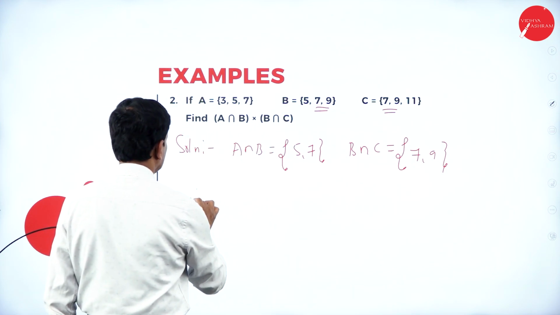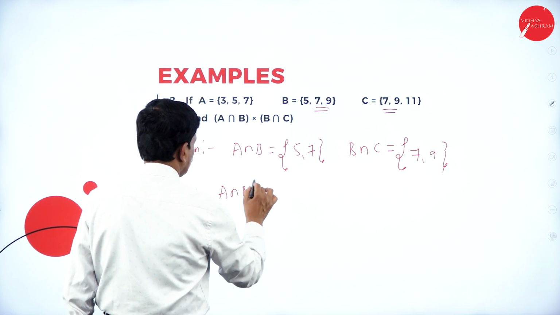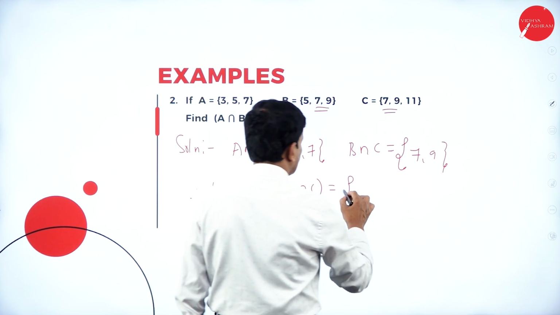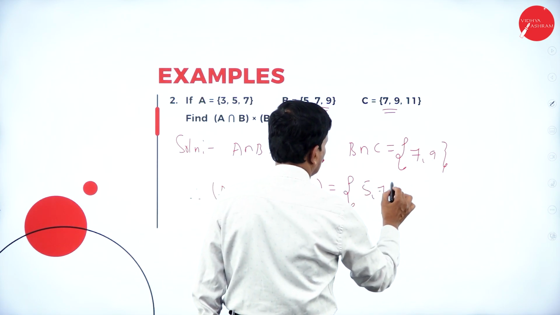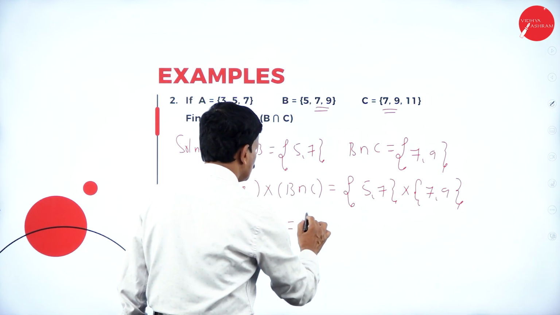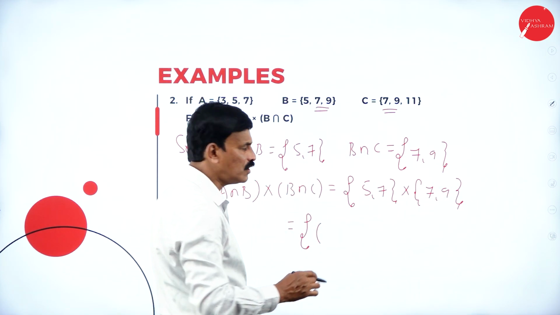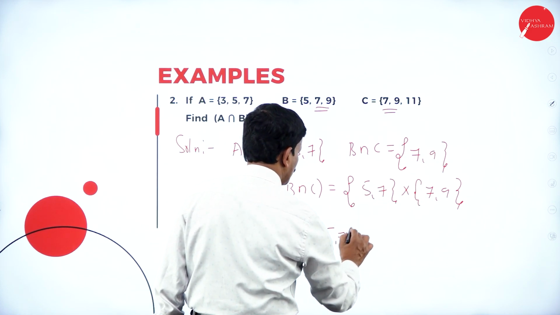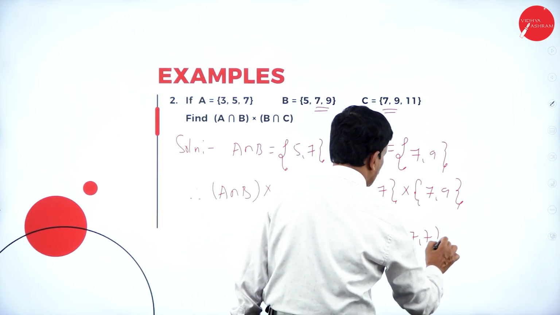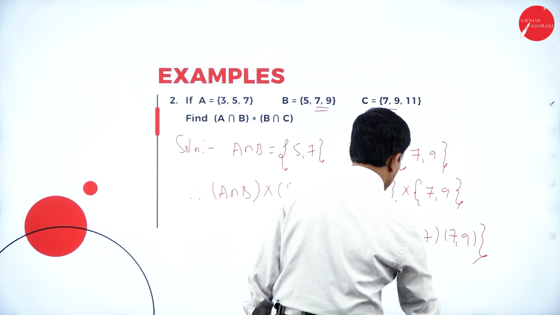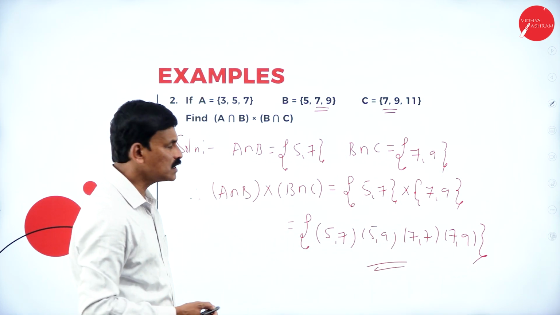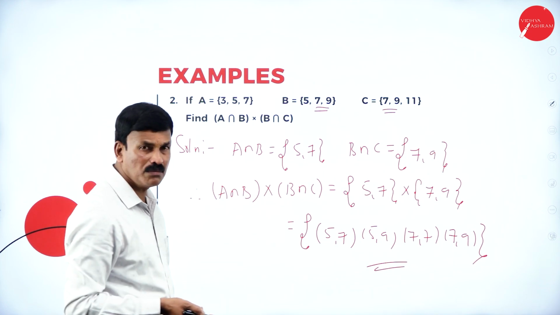Now, what is to write? Therefore, (A intersection B) cross (B intersection C) is nothing but the cross product of {5, 7} into {7, 9}. This is equal to the set of all ordered pairs 5 comma 7, 5 comma 9, then 7 comma 7 and 7 comma 9. This is how we are going to find (A intersection B) cross (B intersection C) as ordered pairs. Now let us take a similar type of problem.